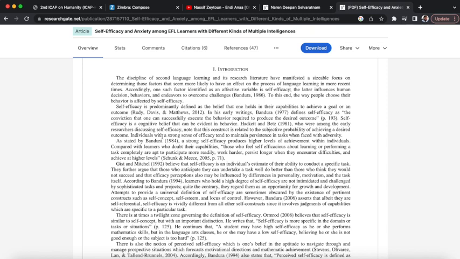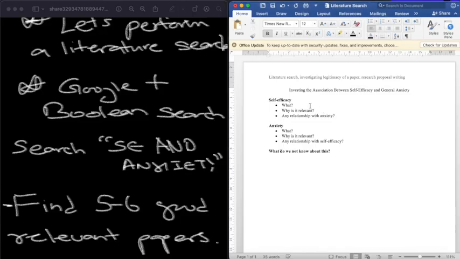So let's read this quickly to see whether we have some information here. Okay, it explains the discipline of second language here. Self-efficacy is predominantly defined as the belief that one holds in their capabilities to achieve a goal or an outcome. Now I'm going to just copy and paste this. Now here's where things are going to get tricky. If you just write this as it is, you would probably be doing poor scholarly work.